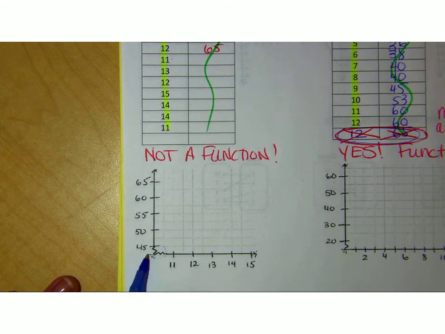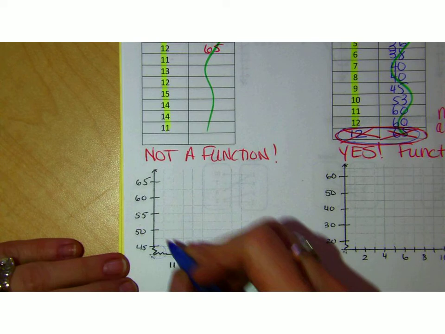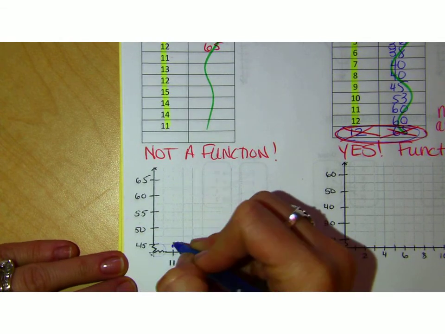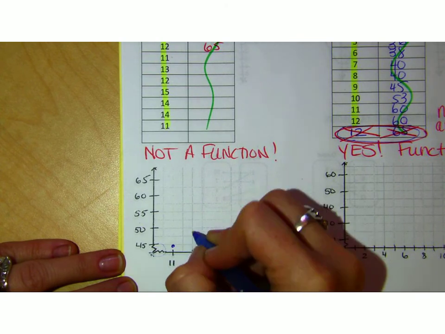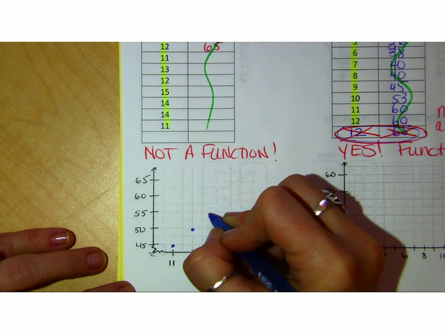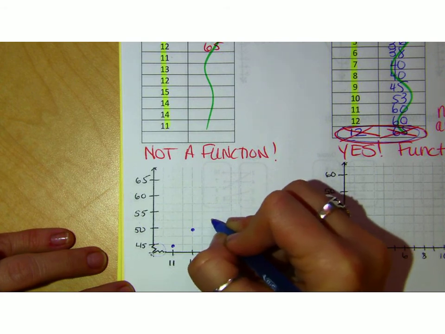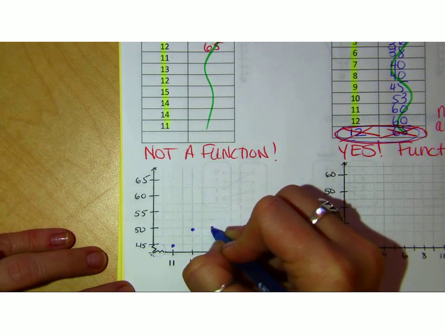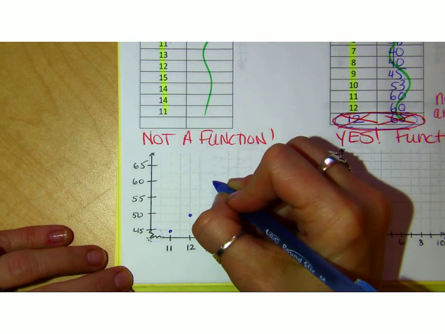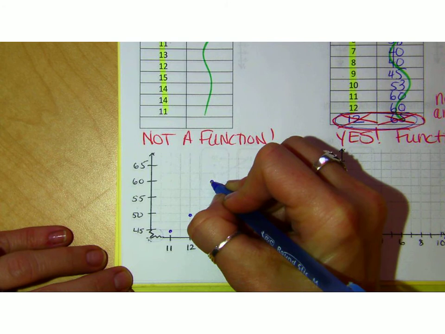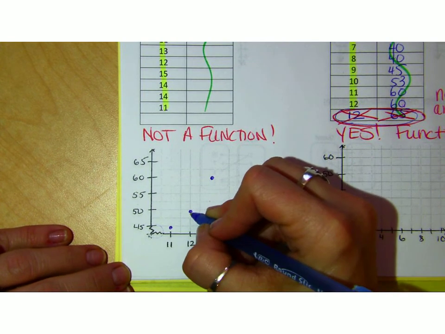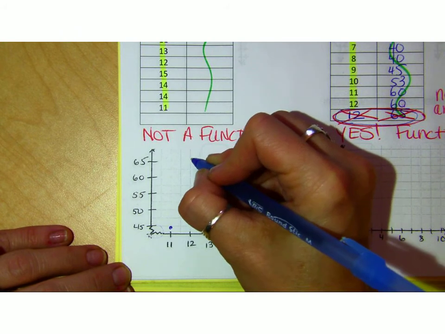So watch. This 11-year-old was 43 inches tall. This 12-year-old was 48. This 13-year-old was 50 inches tall. Oops, right here. This 13-year-old was 60 inches tall. Nothing weird about that. They're just two different kids. This 12-year-old was 65. Okay? This is not a function.